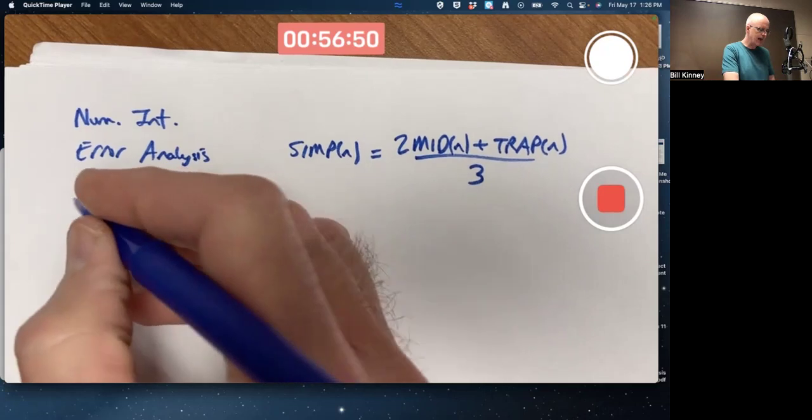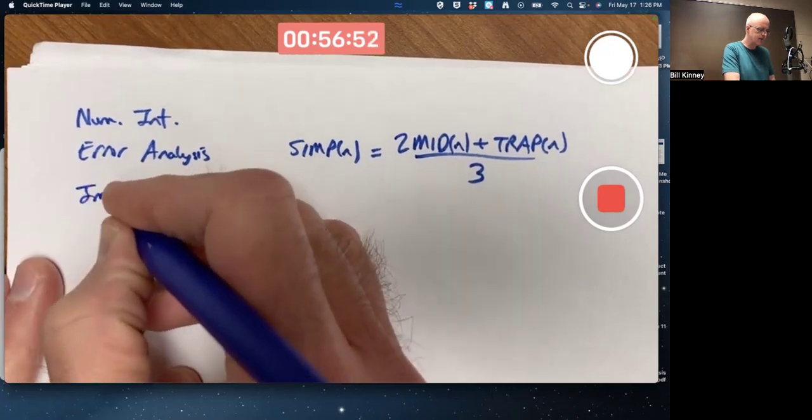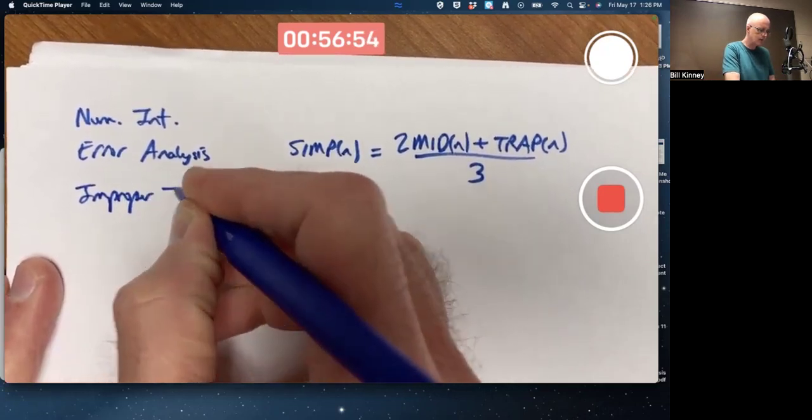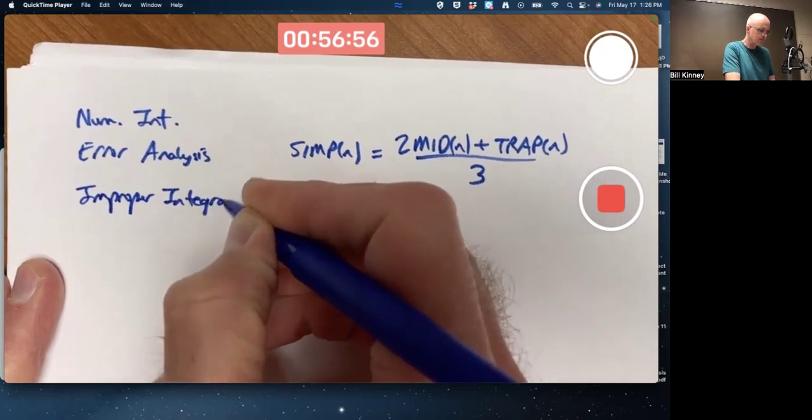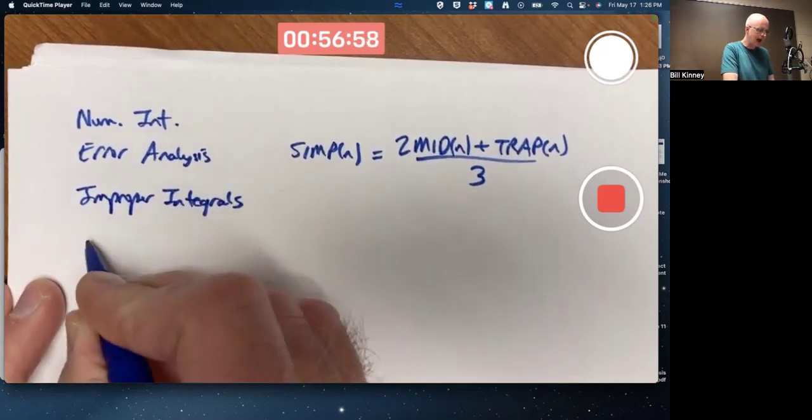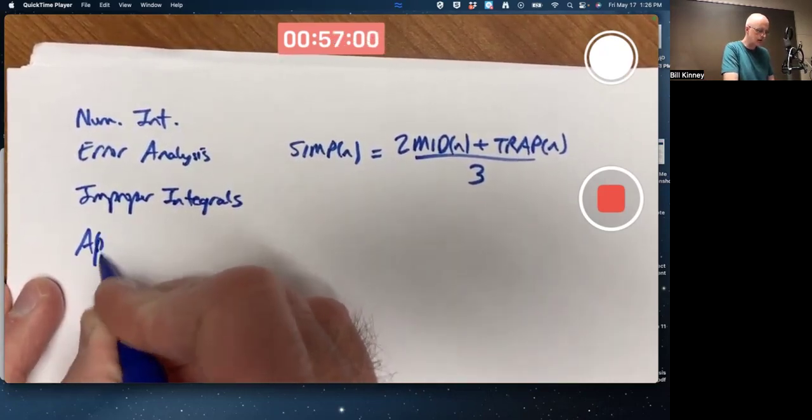At the end of chapter 7, we had improper integrals. And then chapter 8 got into applications of integration.